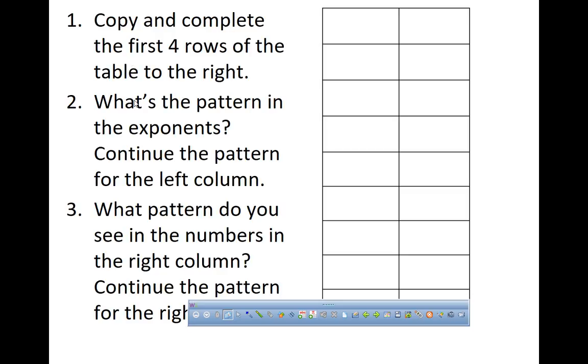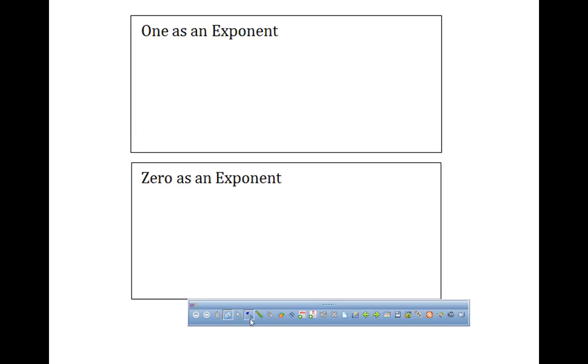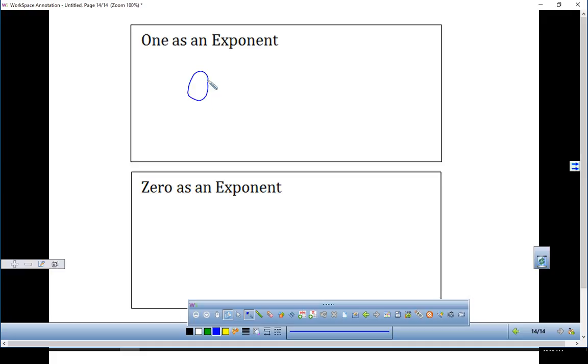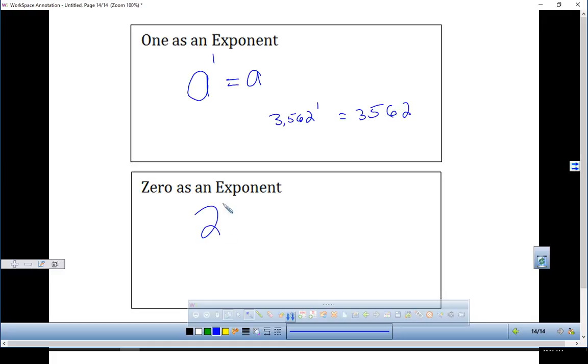Next rule says that 1 as an exponent, anything raised to the 1 power, a to the 1, is just equal to a. So what's 3,562 raised to the first power? That's equal to 3,562. Likewise, 0 as an exponent: anything raised to the 0 is always going to be equal to 1.